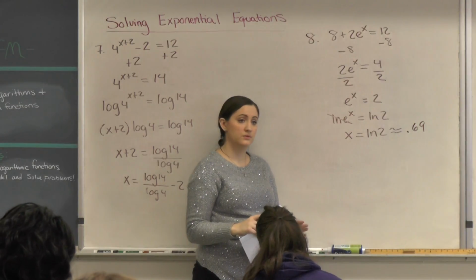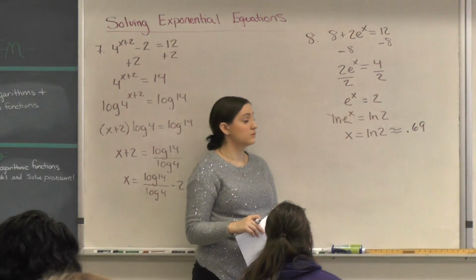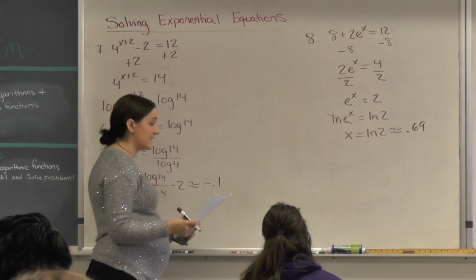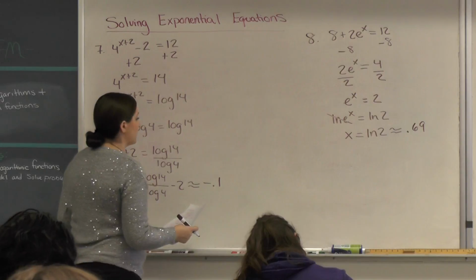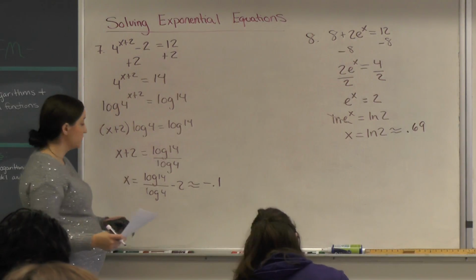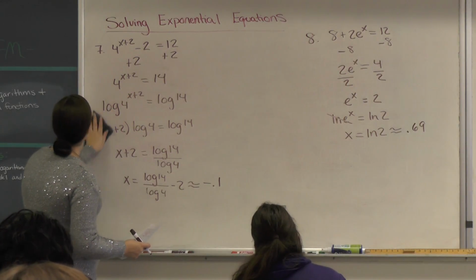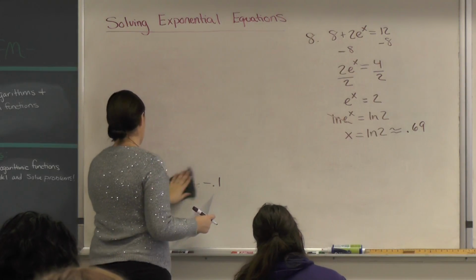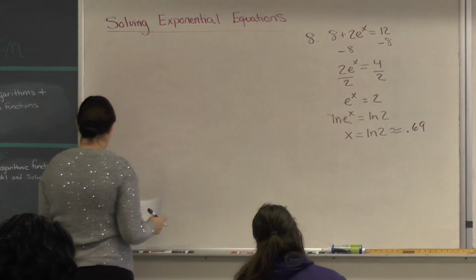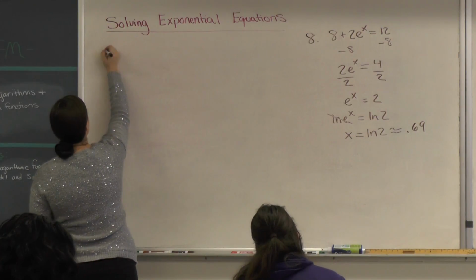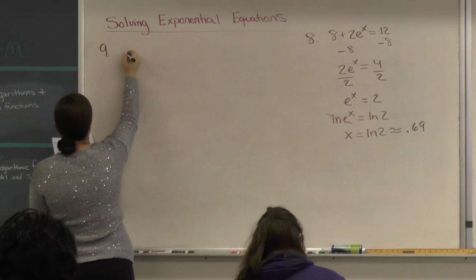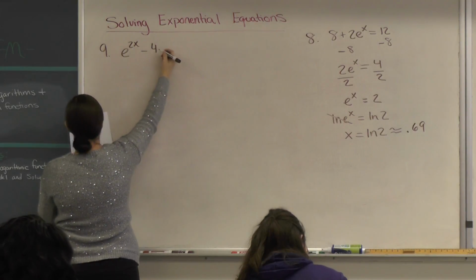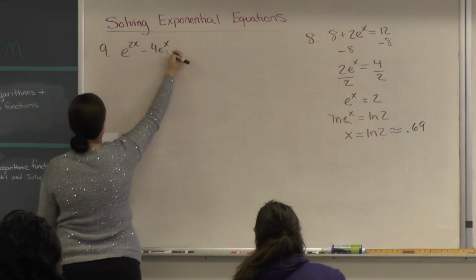Alright, let's do one more example before I give you your classwork. And it's not 0.7. It is 0.69 when you round it. Alright, so this problem is a bit more challenging.